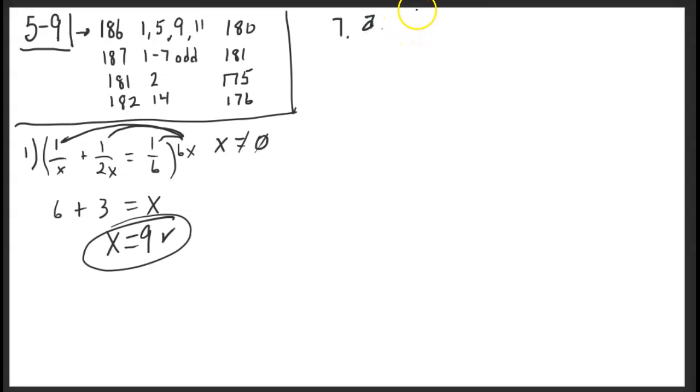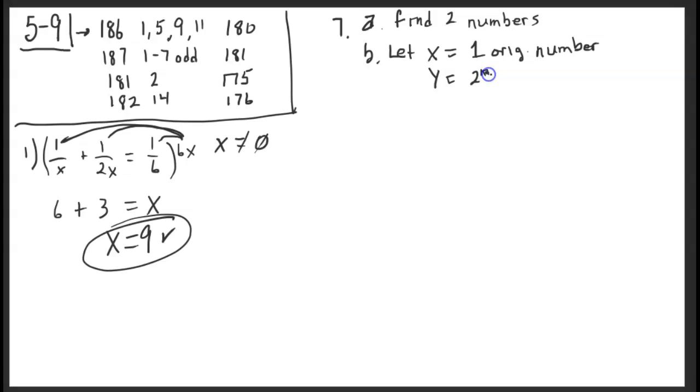What's the first thing we do? Well, what are they asking us to find? Find two numbers, right? So what can we declare? Let x equal one original number. Let y equal second original number. Okay, so now I know what my x and my y stand for.